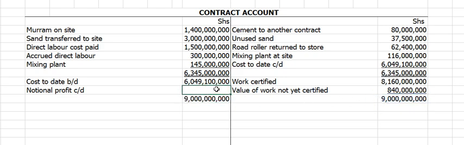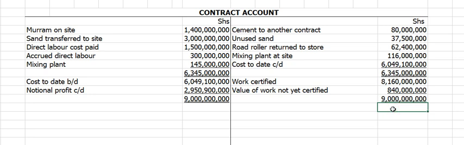So let us balance up the account and then we see how much is our notional profit. How much is the notional profit? Notional profit will equal the value of completed work minus the cost that has been incurred to date, giving us 2,950,900,000 as our notional profit. That is the profit on the contract.